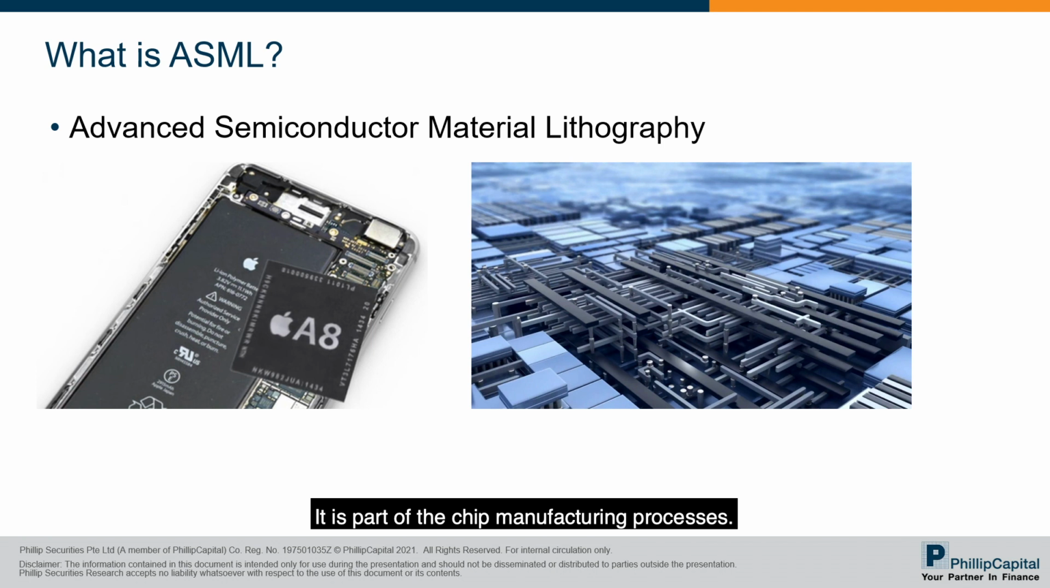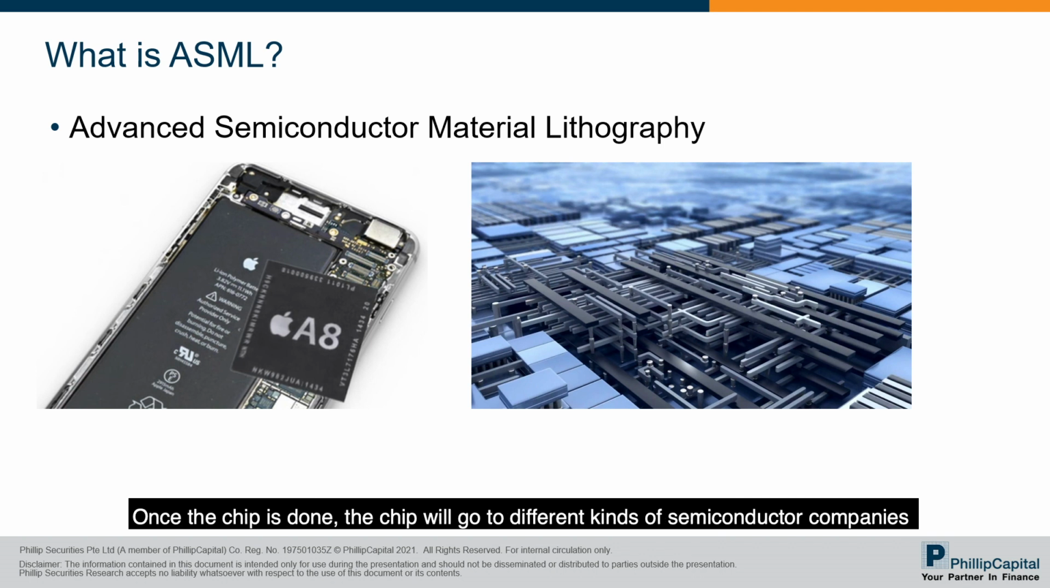chip manufacturing process. Once, for example, the chip is done, it goes to different levels of semiconductor companies before actually going into your Apple products, or into your mobile phones, Samsung's, or for example cars. So ASML is actually a very big company. It helps with one of the manufacturing processes called lithography.